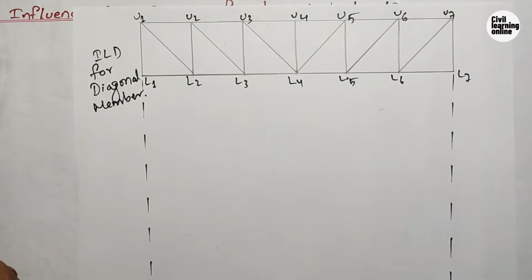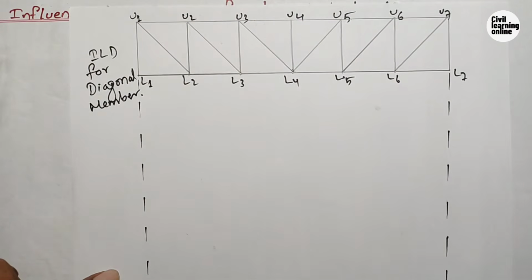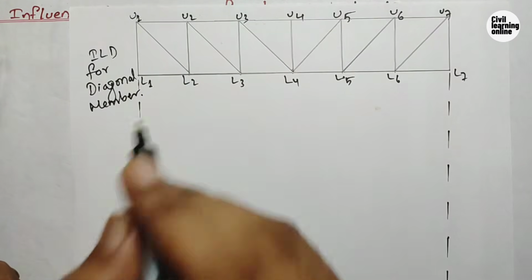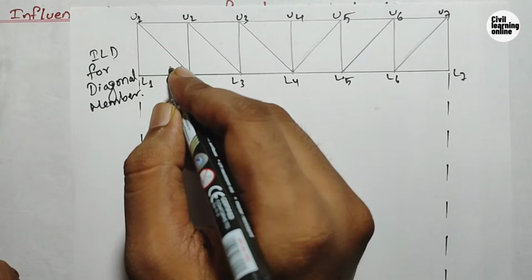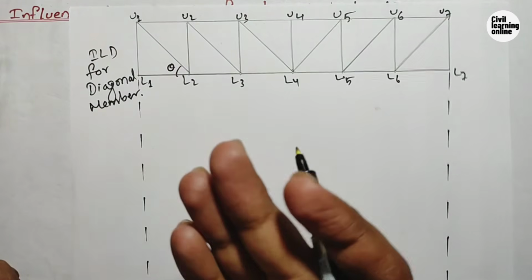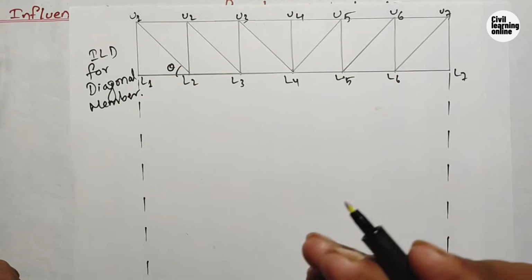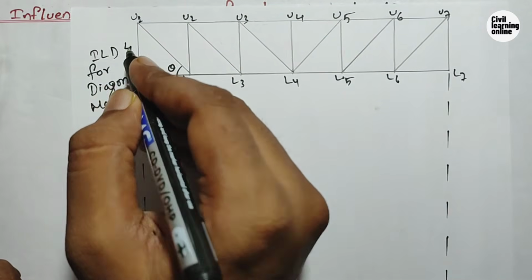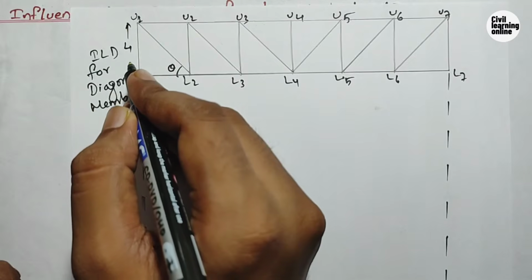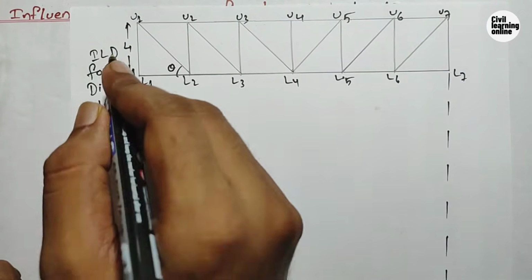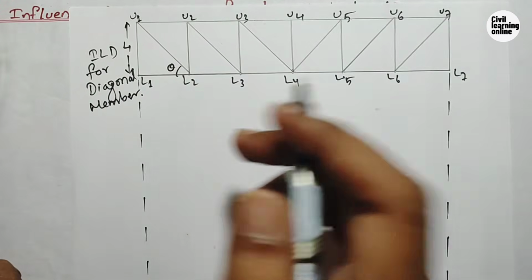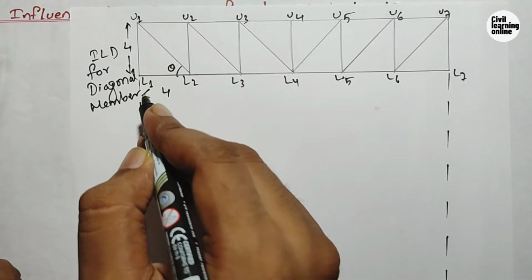And how we can draw this? See here. For drawing the influence line diagram for the diagonal member, we need to get one value. Suppose this is angle theta. The value of theta you will need to calculate, or it will be already provided in the question. This is our height. In the following question, the height was 4 meter, and we had each panel 4 meter. So this is also 4 meter.